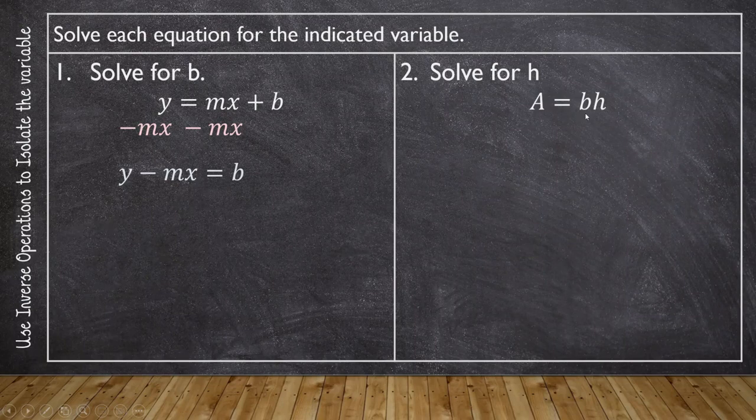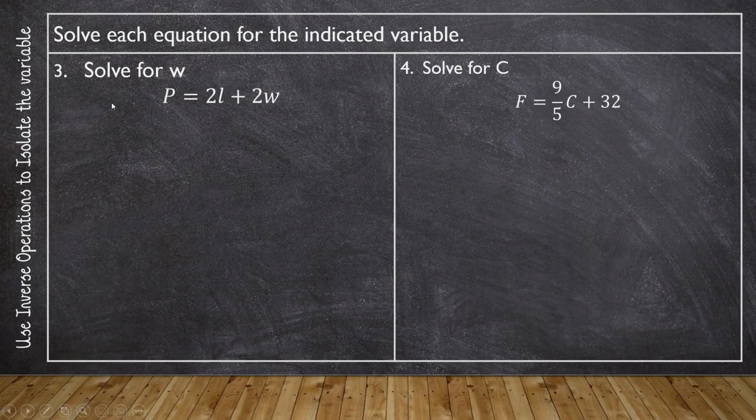Number 2 says solve for h. H is being multiplied by b. When there's nothing between these two variables, that indicates multiplication. The inverse operation of multiplication is division, so I'm going to divide both sides by b. On this side, the times b and divide by b cancel out, so we have h by itself. That's what we're trying to get by itself. And then on the other side, we have a divided by b.